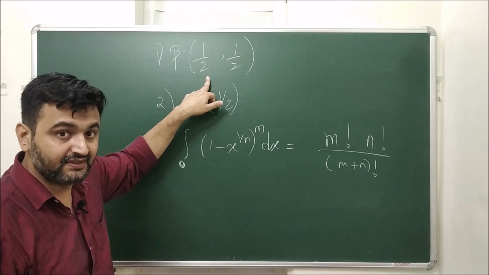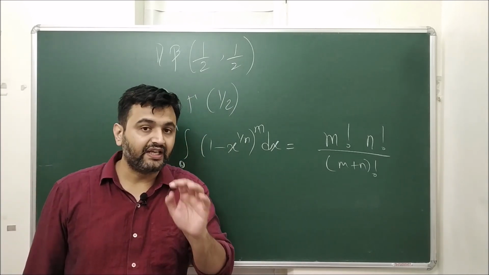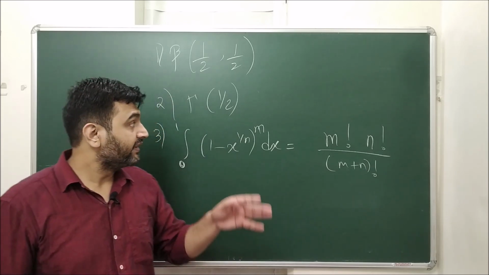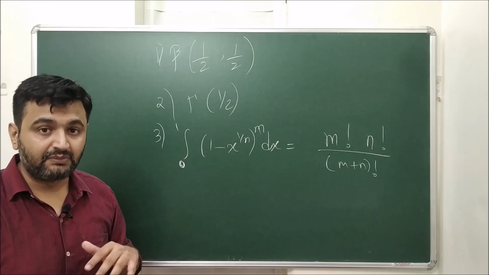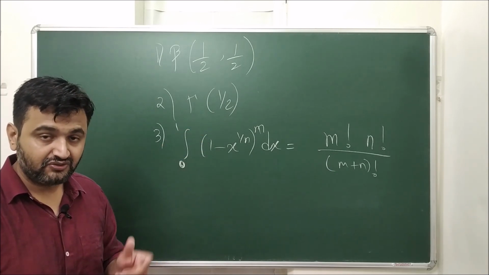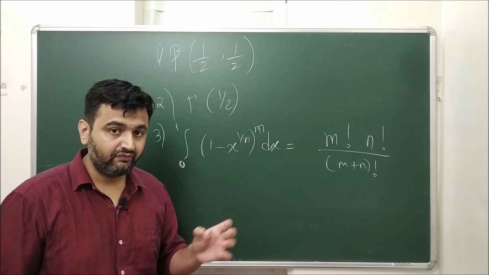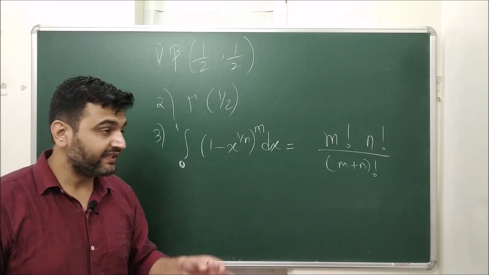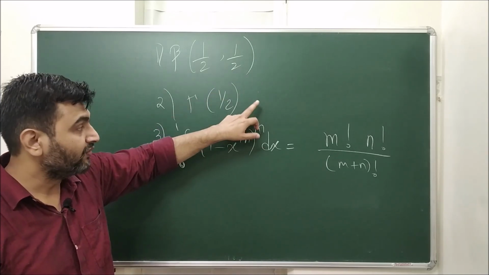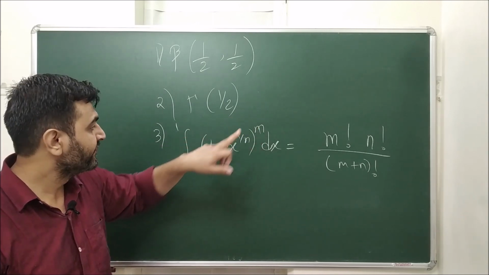So try to solve this. Now to find gamma of half, in an earlier lecture I told you that gamma half is root pi, and to prove that you need double integration. But here you can use the relation between beta and gamma function. So beta of half comma half is gamma half into gamma half upon gamma of half plus half. Use that relation, use the value of beta of half comma half from here, and you get the answer as root pi. If you don't get it, you can ask me in the comment section.